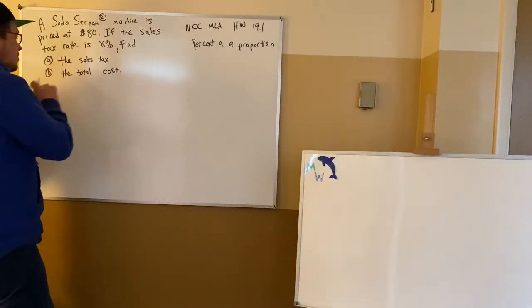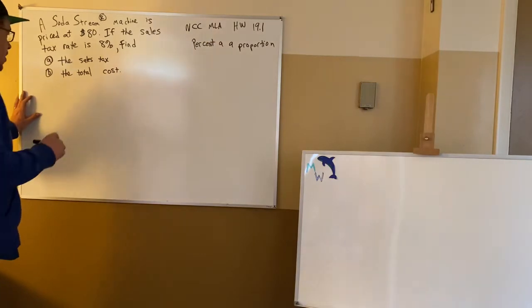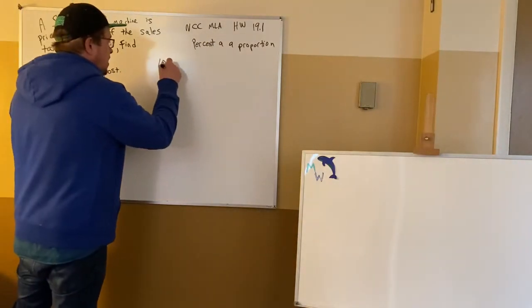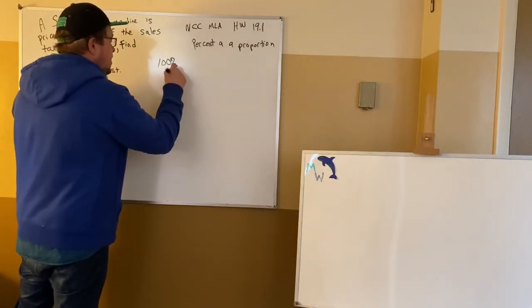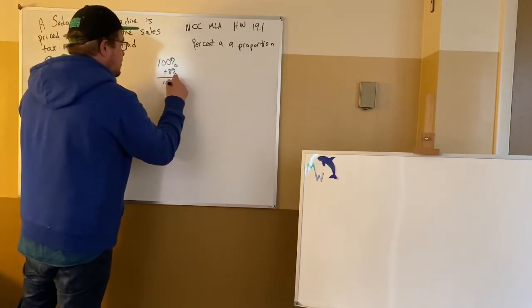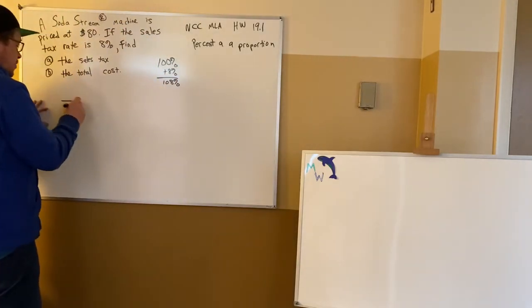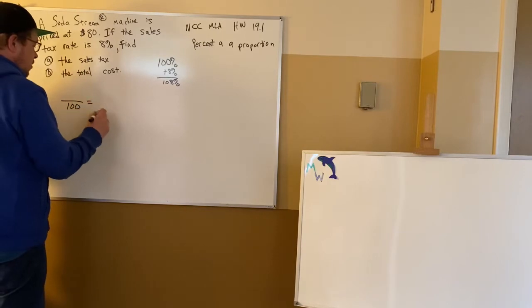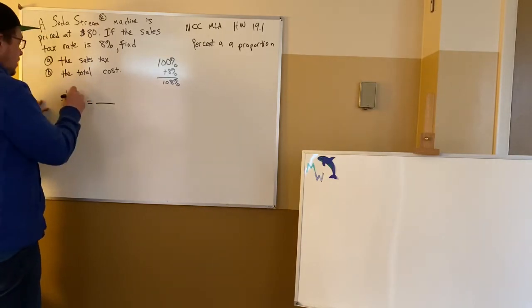Find the sales tax as well as the total cost. I'm going to find the total cost first. So I'm going to go with 100%. I'm going to add 8% sales tax, and I'm going to get 108%. So that now when I put the percent over 100 equals is over of, I definitely have 108%.